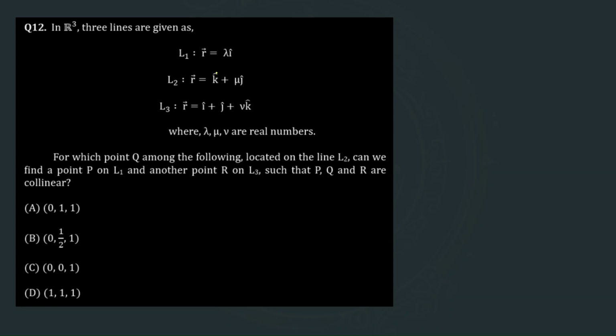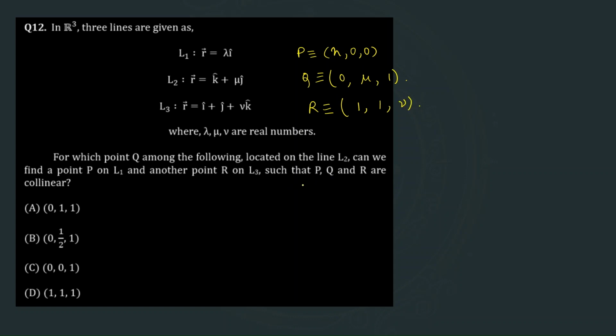So here let us take general points on these three lines. The general point on line L1 will look like (lambda, 0, 0). This is on line L1. So let's say this is P. And Q will look like (0, mu, 1). And a general point R on the line L3 will look like (1, 1, nu).